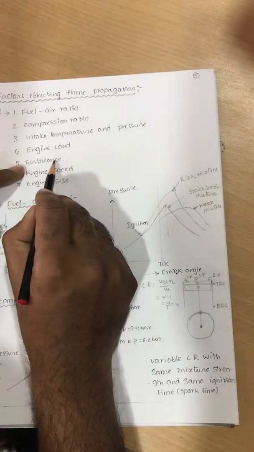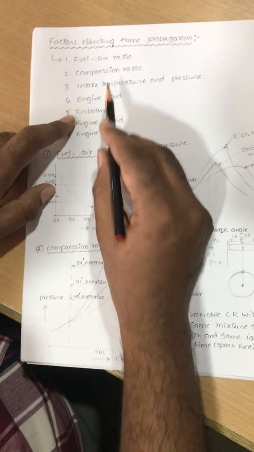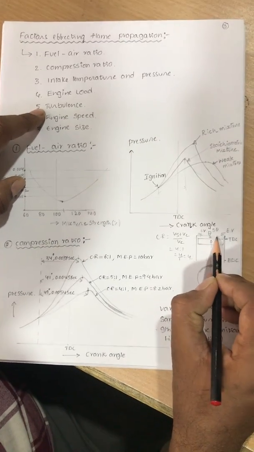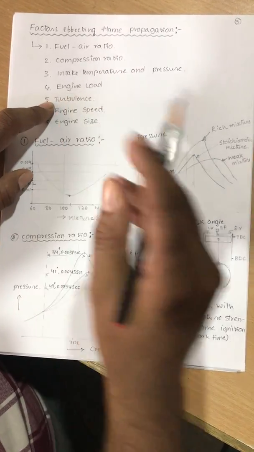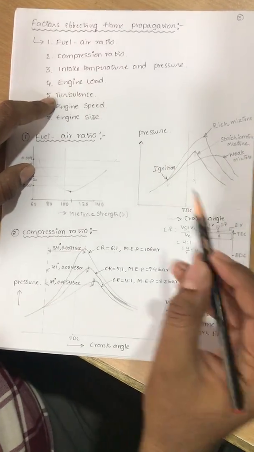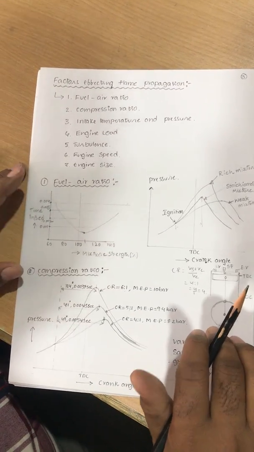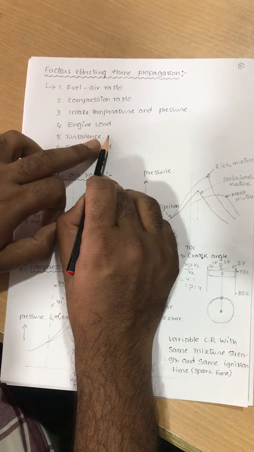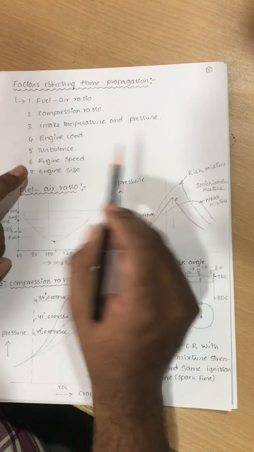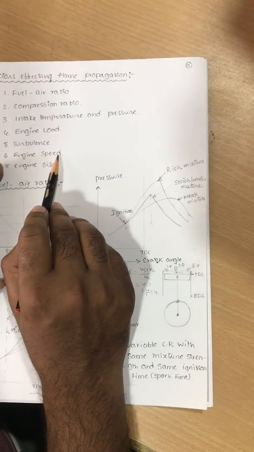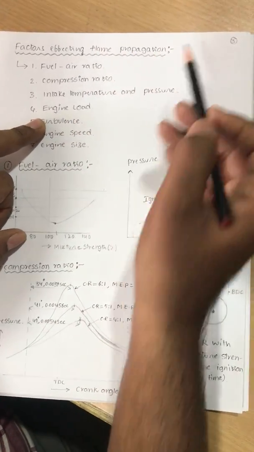But if you increase it further, too much turbulence leads to increased heat transfer to the cylinder walls. And another disadvantage is also there. If too much excessive turbulence is there, an unstable flame will develop, that leads to incomplete combustion. So the turbulence should increase, but it should be optimum. The increase in turbulence leads to increased flame propagation up to some extent. Next, engine speed. If the speed increases, automatically turbulence increases. When turbulence increases, automatically flame speed increases, as discussed earlier.